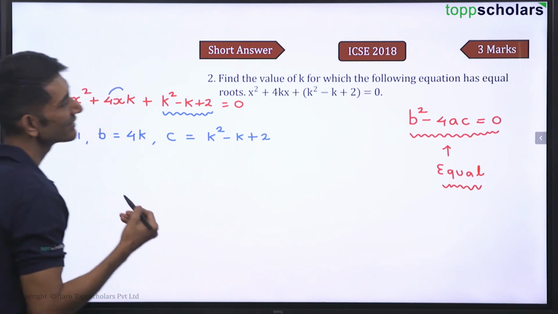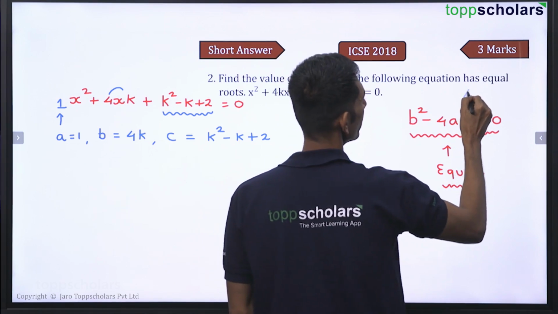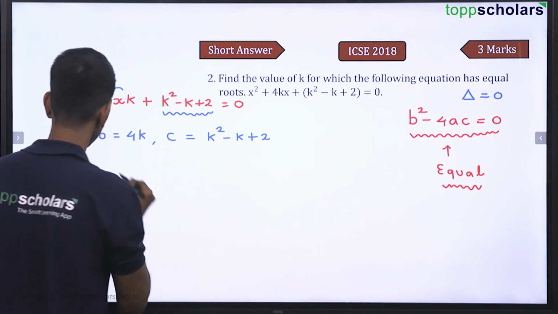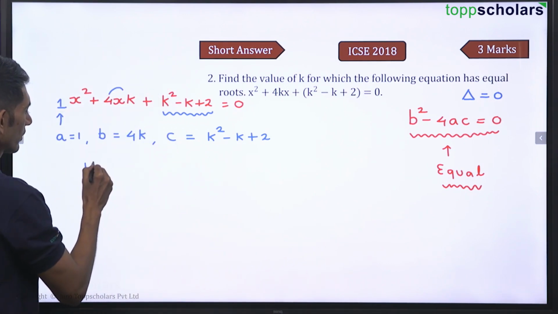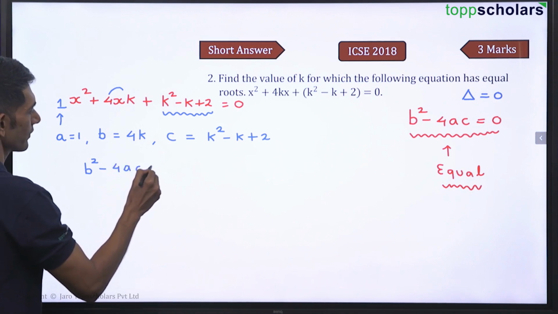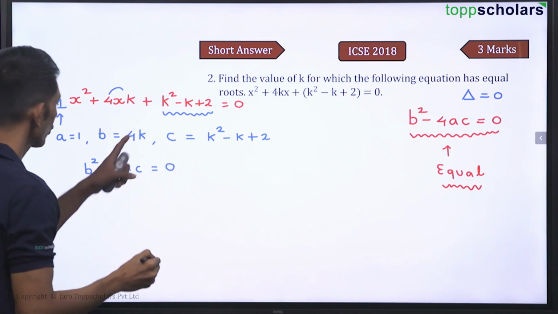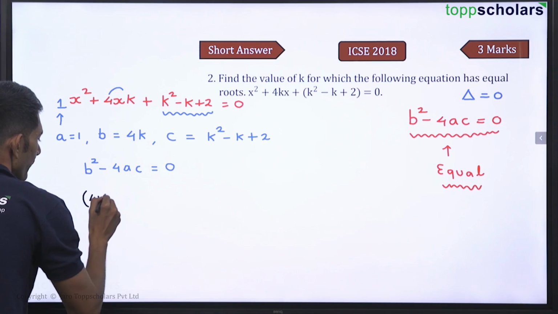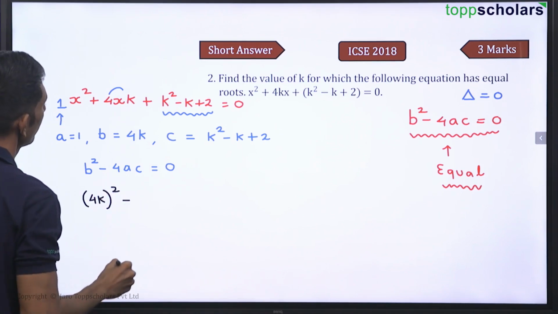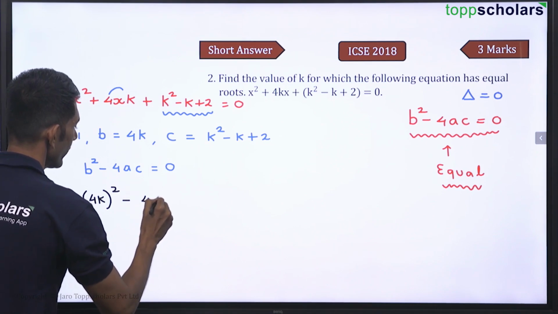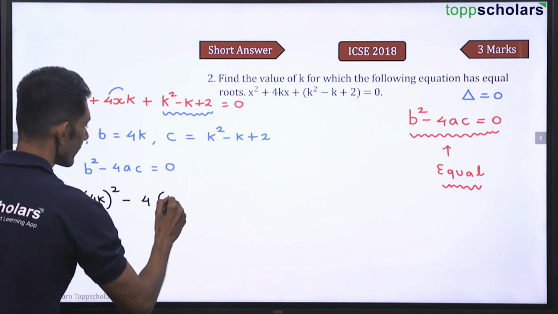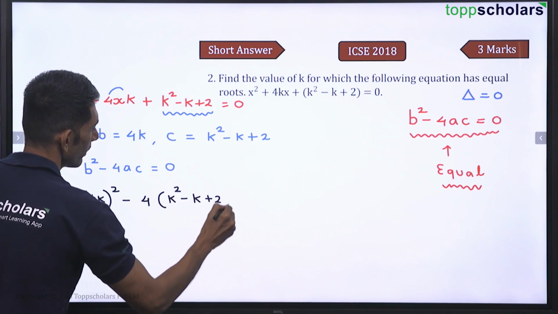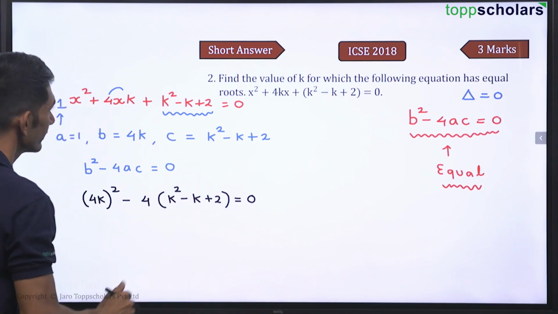Now we know that since the roots are equal, the discriminant is equal to 0. So can I say b square minus 4ac equal to 0 here? So let me write down b square minus 4ac is equal to 0. So b square is what? b square means 4k square minus 4 into a into c. So 4 into a is anyways 1 into c, that is k square minus k plus 2 is equal to 0. I hope you are understanding this.